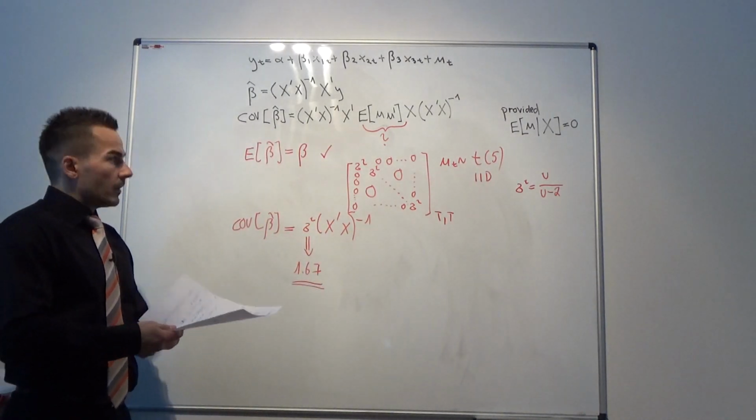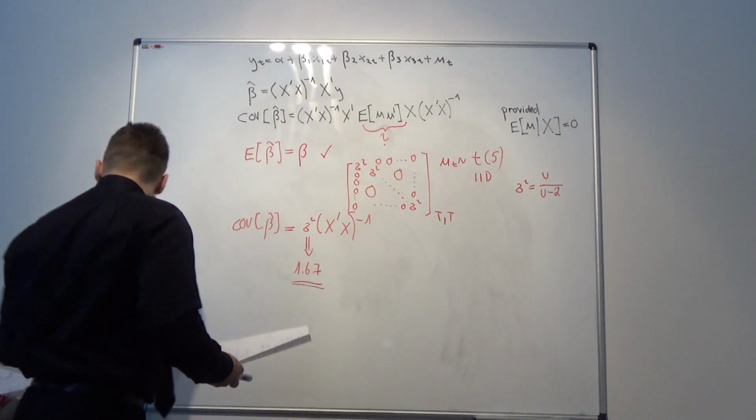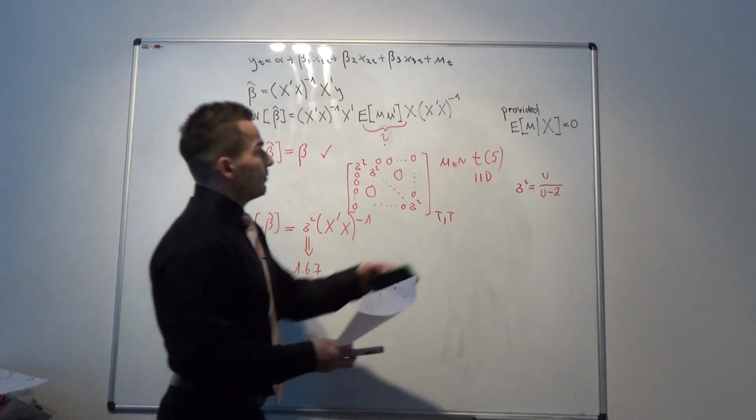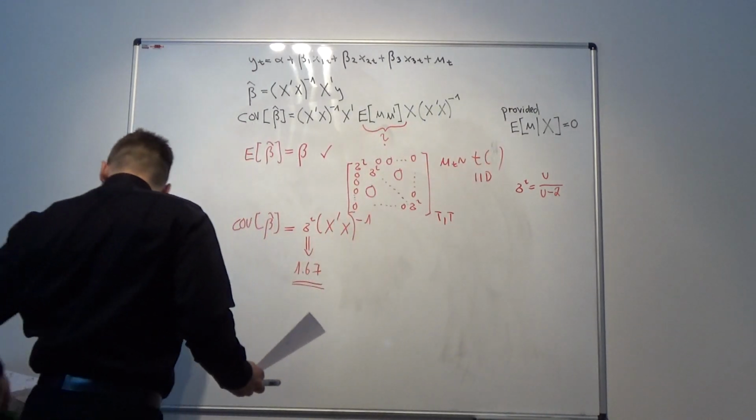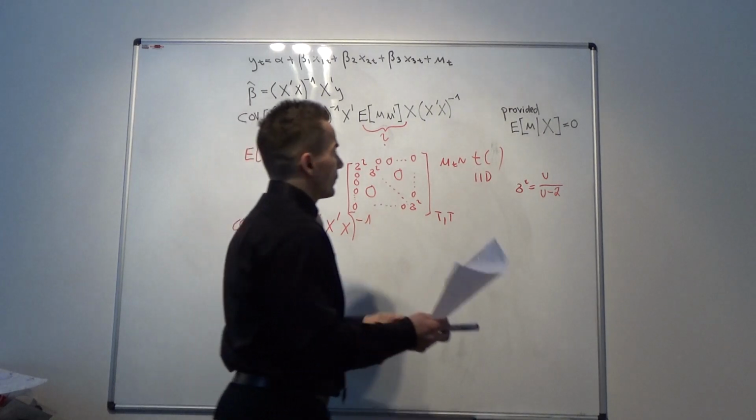But what happens if this process is distributed as a t-distribution with 3 degrees of freedom?